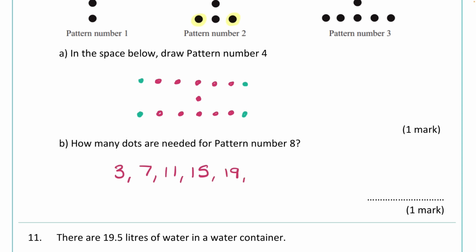So 19, 23, 27, and 31. Now, of course, you have a calculator, so you could just keep adding 4. You don't need to worry about making a mistake there along the way, even though you are just adding 4. Just double check on your calculator, and we get 31 as our final answer.